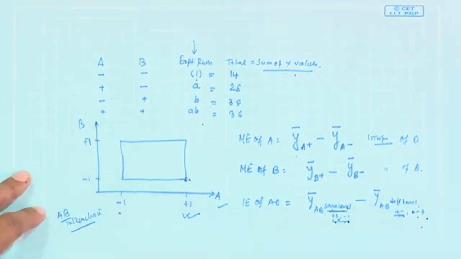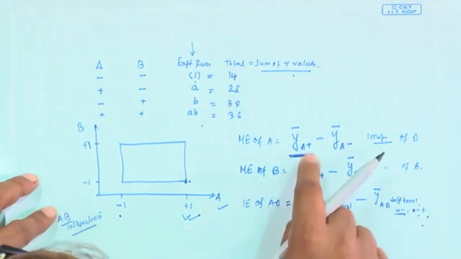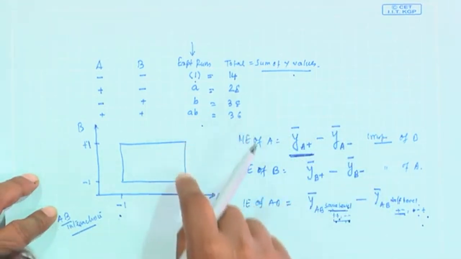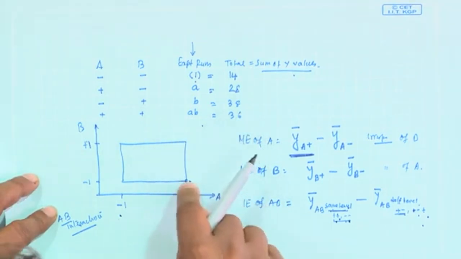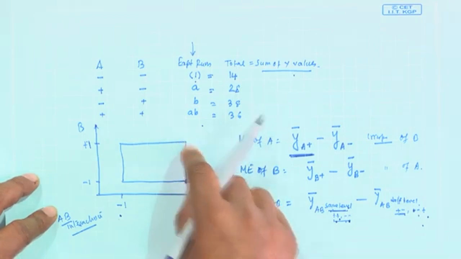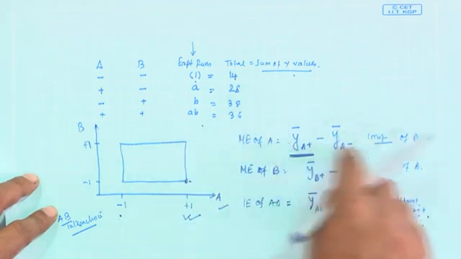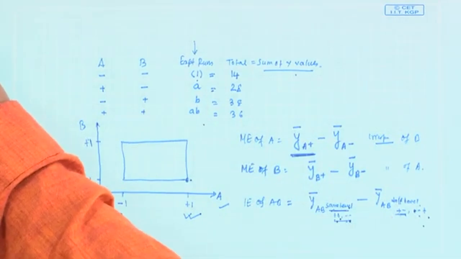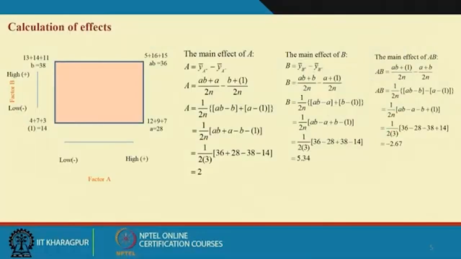Now what will be the average of the y total at these two points? If there are n replicates here, and here also n replicates, then n plus n, 2n will be the observations. So, 1 by 2n and the total, so that means 2n will come out. What you will get is an equation like this.